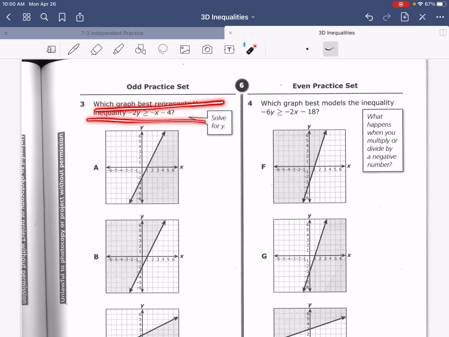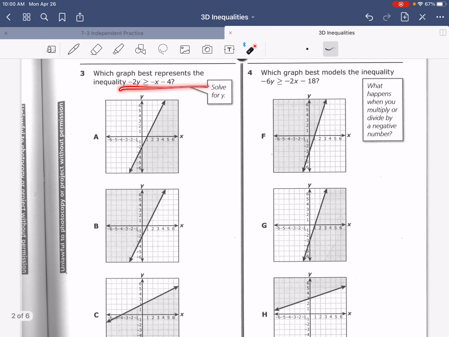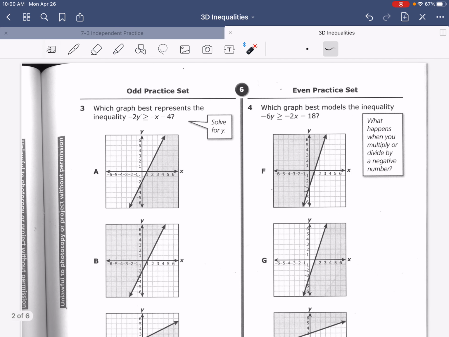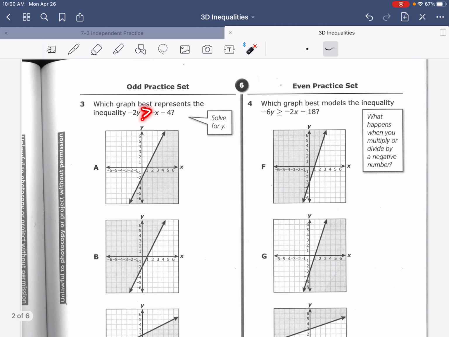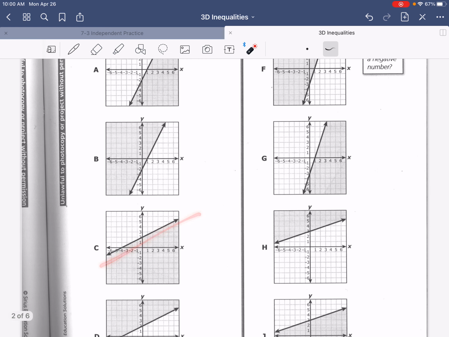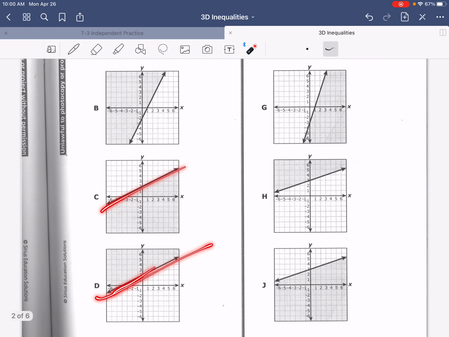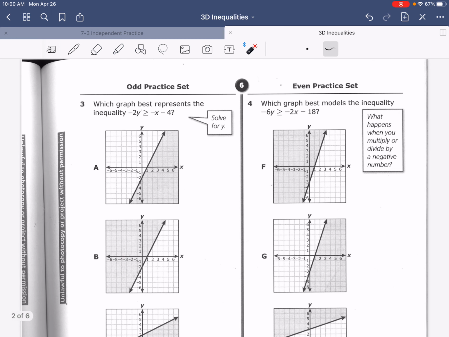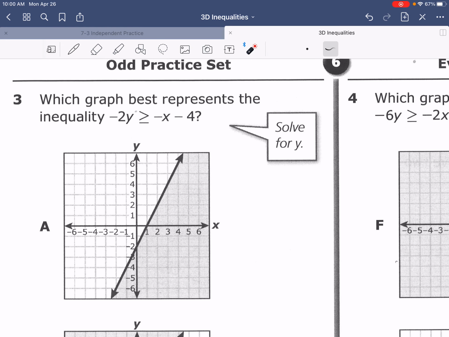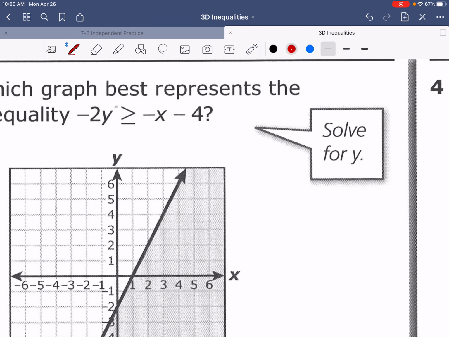Next one. Which graph represents this one? Again, this one is greater than or equal to, and you see this one is a solid line. It's all solid lines, so okay, we got this. Next, we have to solve for y, which means we should have y is greater than or equal to, or something like that. So we have to get rid of this -2, so let's divide both sides by -2.